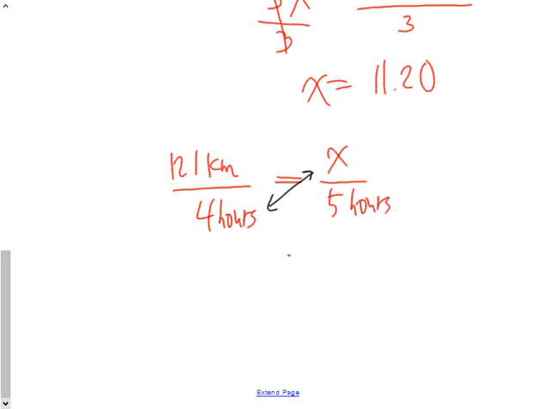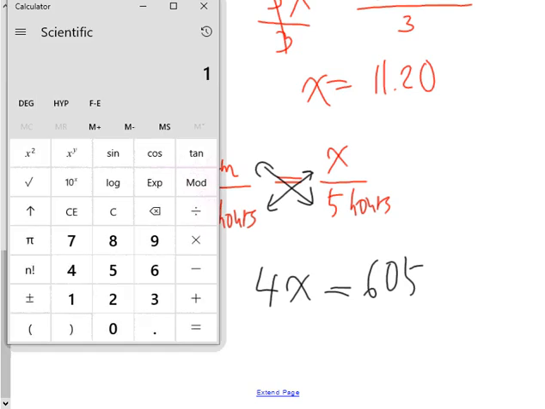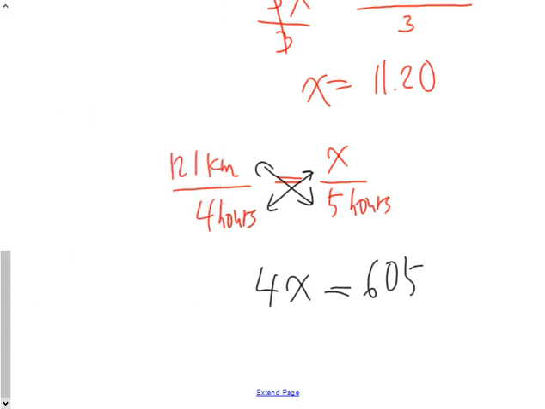So when you multiply that way, what are you going to get? You're going to get 4 times x, or 4x. And then you're going to put your equal sign, and then you're going to multiply the other way to get the other side of your algebraic equation. And 5 times 121 is 605. I better double check. Yep, 121 times 5 is 605. Oh, good, my brain still works.